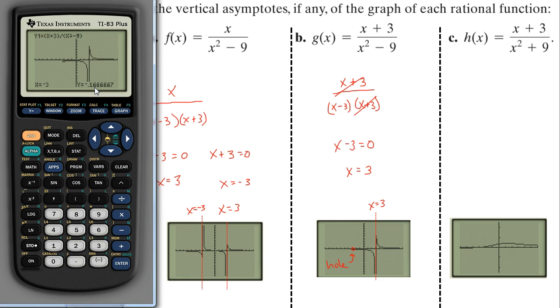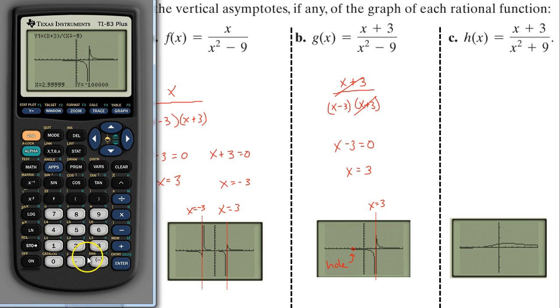Notice when I plug in positive 3, it gives me no output, but when I plug in something really close and get closer, notice this number right here gets further and further and further away from the x-axis. Alright, now we're at 1,000. Alright, now we're at 100,000, so it's getting further and further and further away.